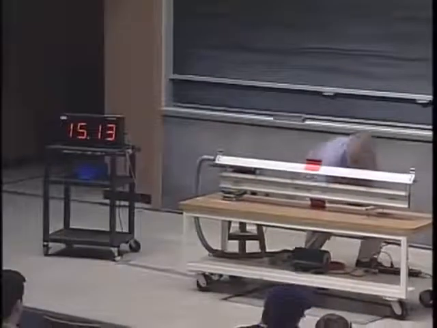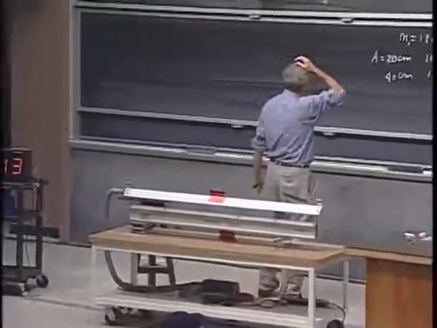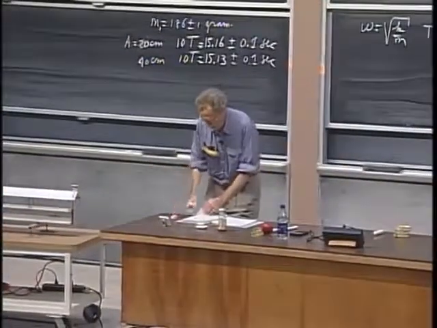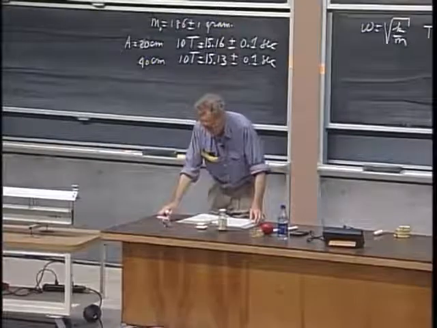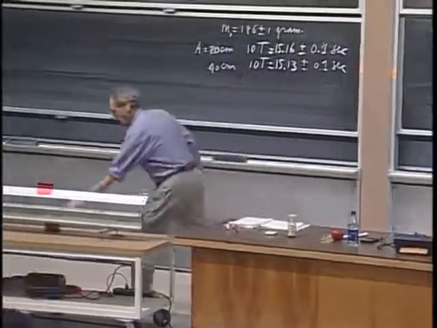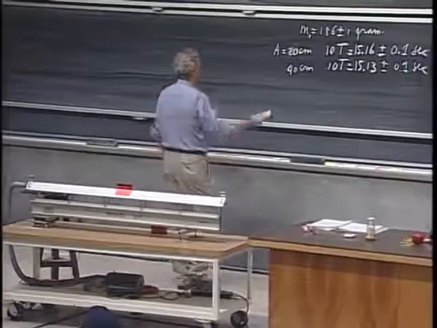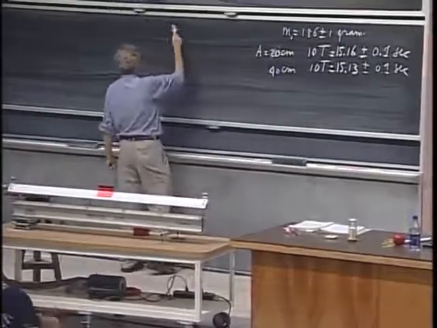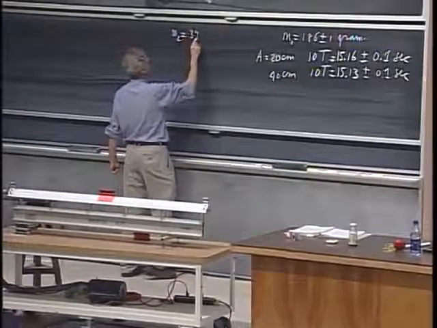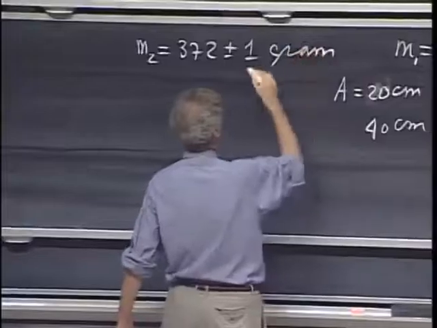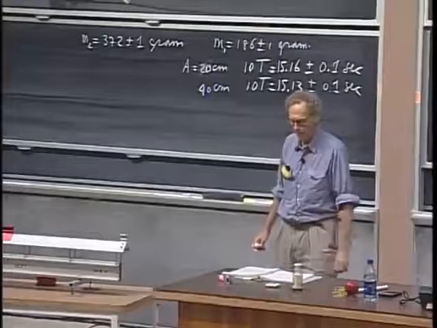Now, I will show you something else, which is quite interesting, and that is how the behavior of the period depends on the mass of the object. I have here another car, which weighs roughly the same. I'm going to add the two together, and so we get M2 is about 372 plus or minus 1 gram. The plus or minus 1 comes in because our scale is no more accurate than 1 gram. So we put them both on the scale, and we find this to be the uncertainty.